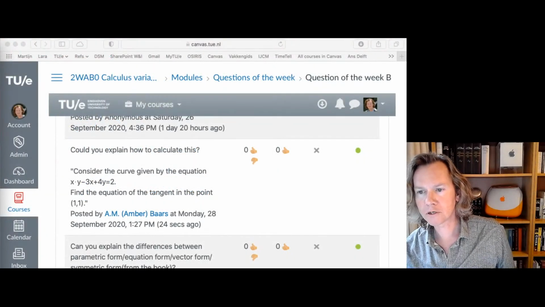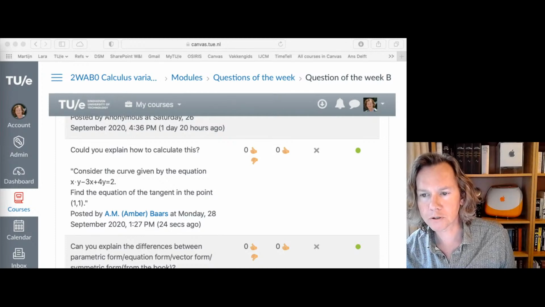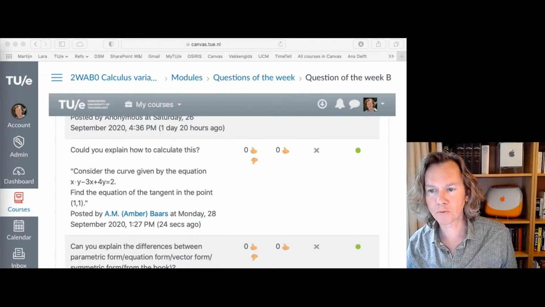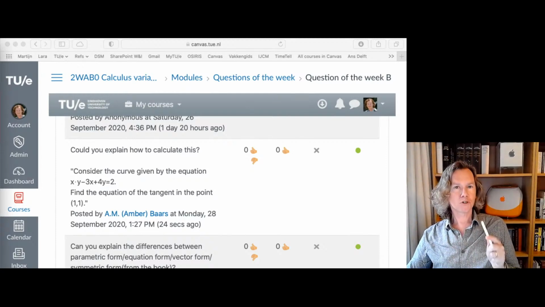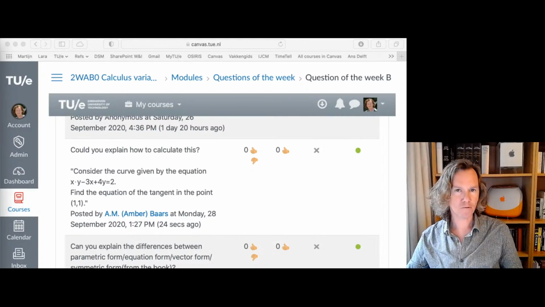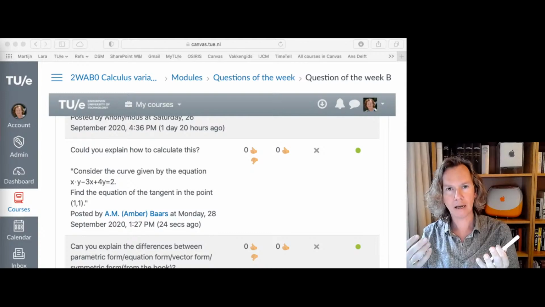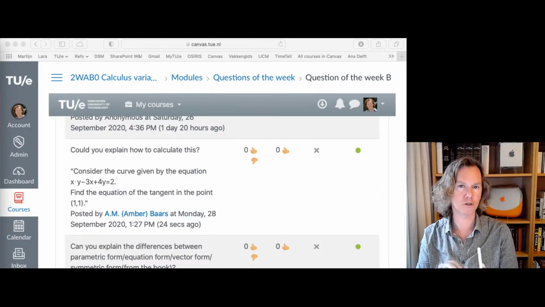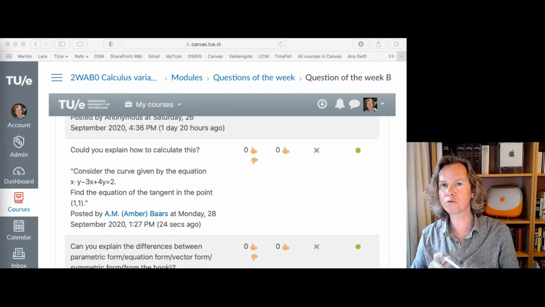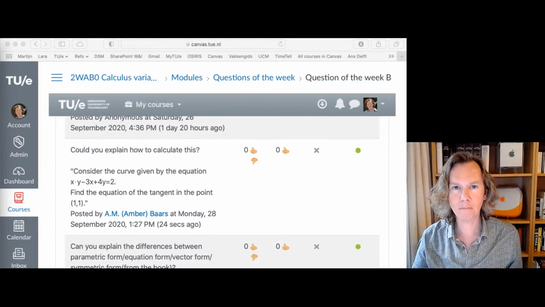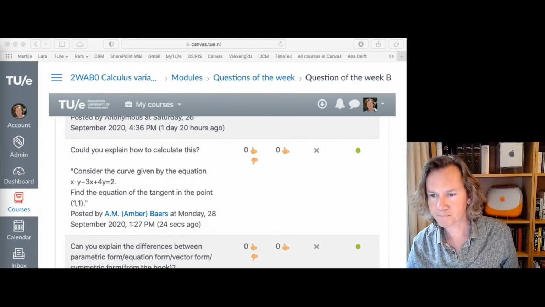Could you explain how to calculate this? Consider the curve given by the equation xy minus 3x plus 4y equals 2. Find the equation of the tangent at the point (1, 1). This is related to what we just did. This is where you have to do implicit differentiation. You assume that y is a function of x, plug that into the equation, differentiate the whole equation, and in that way you can find the slope of the tangent. So implicit differentiation is the key word here. So try to do that again. If this is not enough as a hint, I'll happily come back to it. But for now, I'm leaving it here so you can try for yourself again.